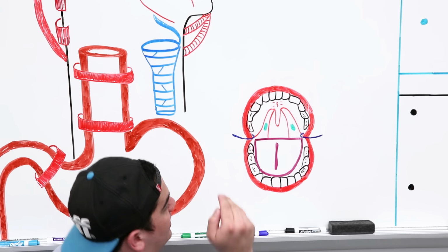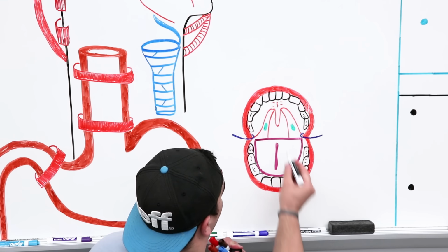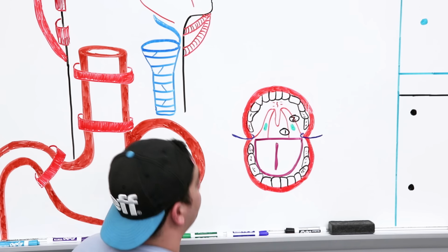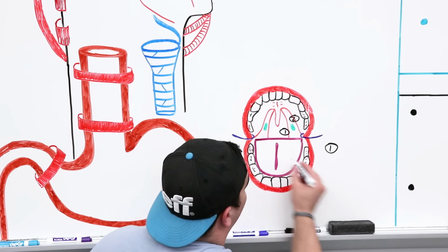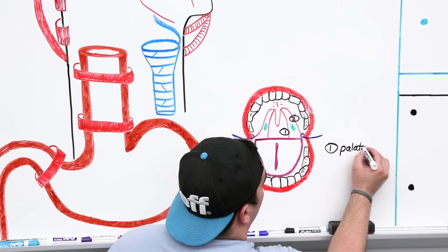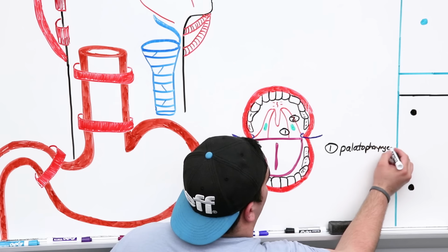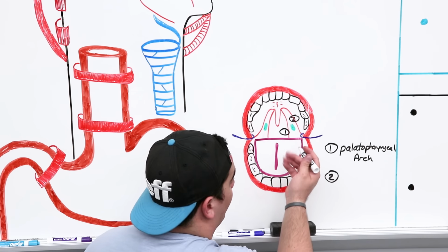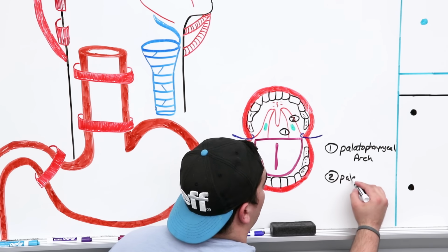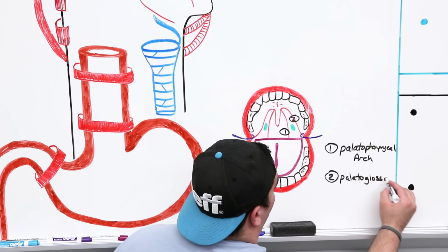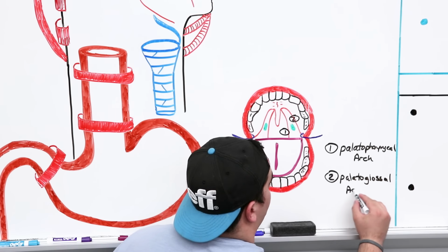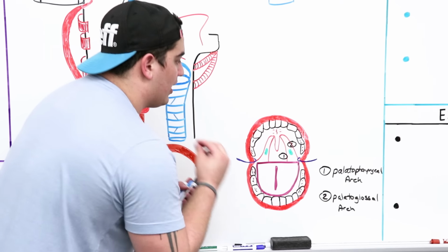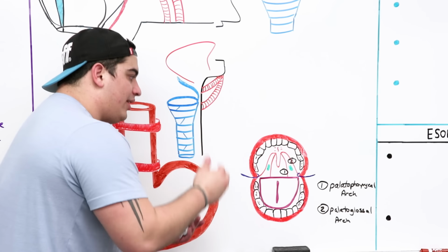But really, in reality, it's in the back. This one right here, this arch. So I'm going to put here 1, okay? Then I'm going to put here 2. 1 is specifically the palatopharyngeal arch. And 2 is the one that's a little bit more anterior. That is the palatoglossal arch. Remember I told you, once you hit number 2, the palatoglossal arch, we are no longer in the oral phase, we're in the pharyngeal phase.